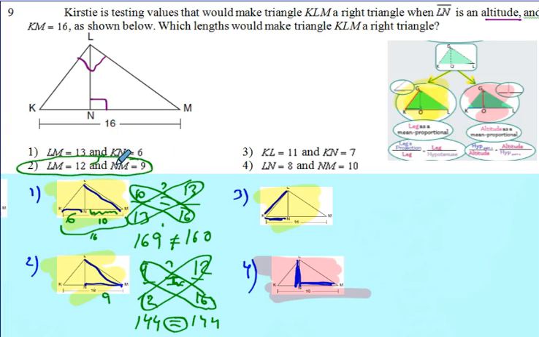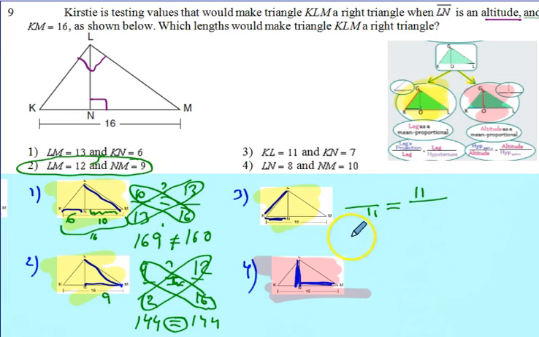You can skip to the next question, but if you had difficulties with this one, you really should try to practice choices 3 and 4 just to see for yourself why they don't work. So I will continue. Choice 3, we said, will be leg as a mean proportional. KL is 11.